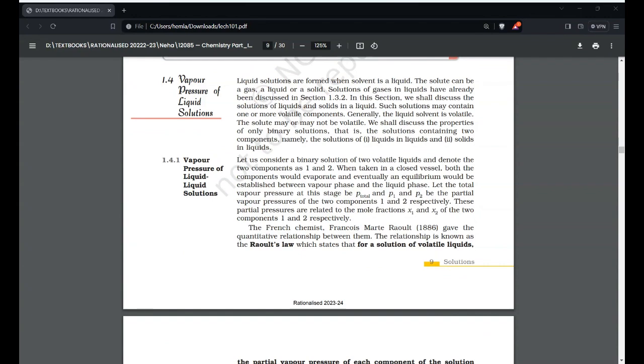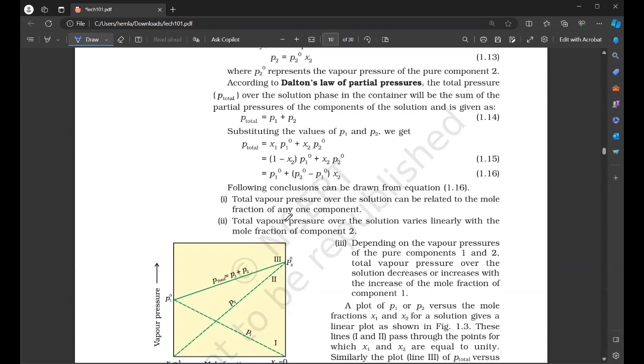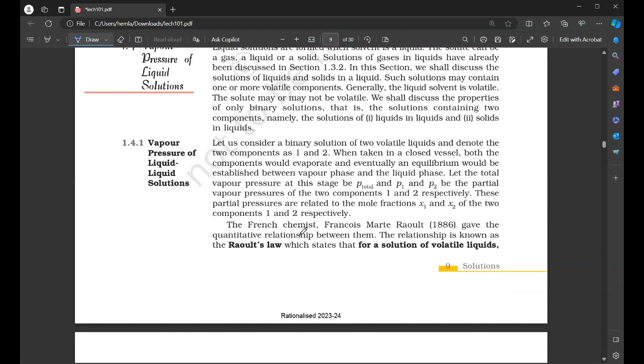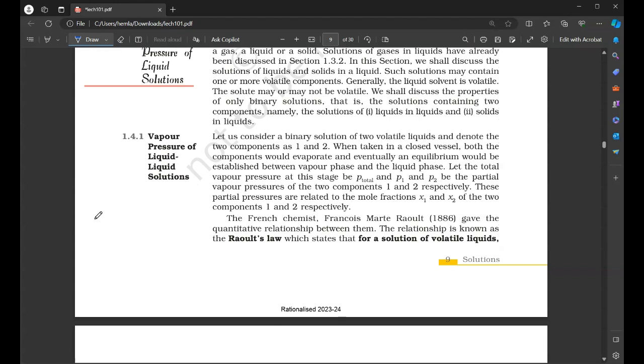Okay, so vapor pressure of liquid solution. Let us consider a binary solution of two volatile liquids and denote the two components 1 and 2. So we have a solution of two volatile liquids, 1 and 2. When taken in a closed vessel, both components would evaporate and eventually an equilibrium would be established between vapor phase and liquid phase.